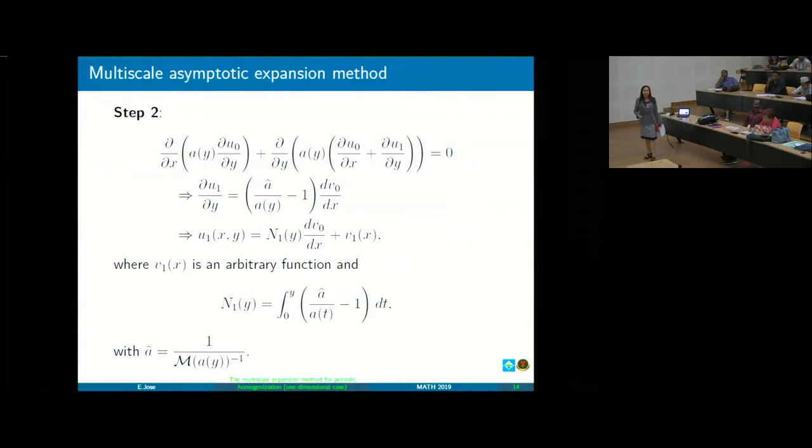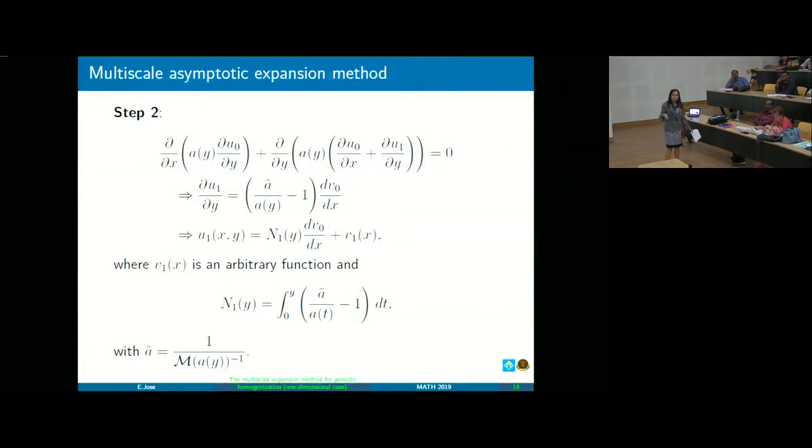And so, if I have that, integrating that will give me u1 of x,y equal to n1 of y, derivative of b0 with respect to x plus v1 of x, where that is integrating from 0 to y, both sides. And so I will have u1 of x,y equal to n1 derivative of b0 with respect to x plus b1 of x, where n1, you can easily see, is equal to that expression.